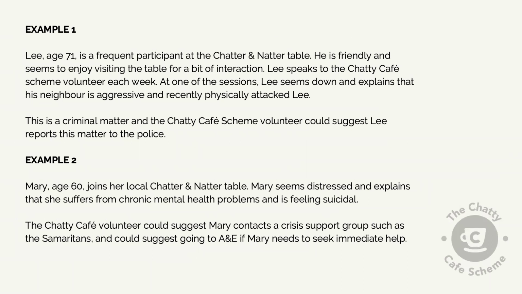Here are some examples of possible concerns that you may come across at the chatter and natter table. Lee, age 71, is a frequent participant at the chatter and natter table. He's friendly and seems to enjoy visiting the table for a bit of interaction. Lee speaks to the Chatty Cafe Scheme volunteer each week. At one of the sessions, Lee seems down and explains that his neighbour is aggressive and recently physically attacked Lee. This is a criminal matter and the Chatty Cafe Scheme volunteer could suggest Lee reports this matter to the police.